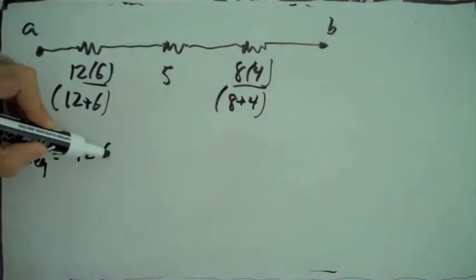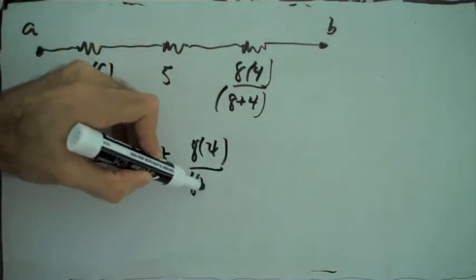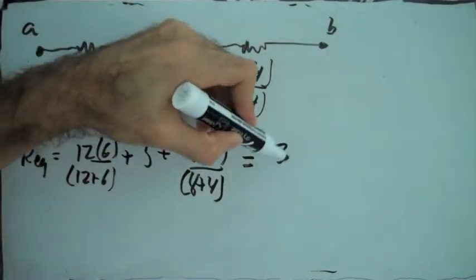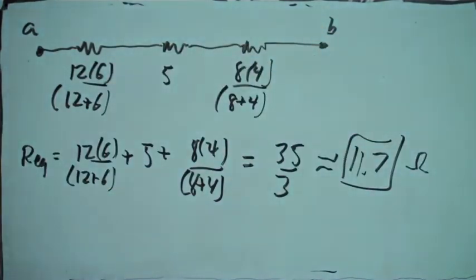So the equivalent resistance of this whole thing is just the sum of these three values, because now they're in series and you can just add them. And the sum is given by this. So the equivalent resistance between points A and B is about 11.7 ohms.